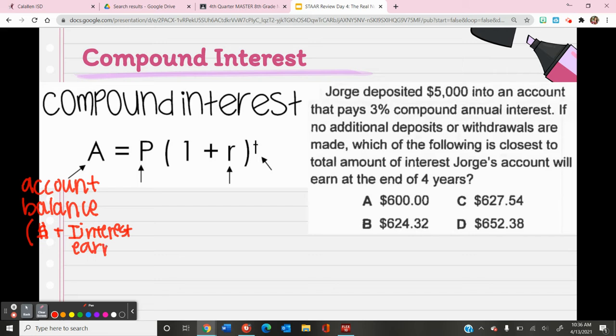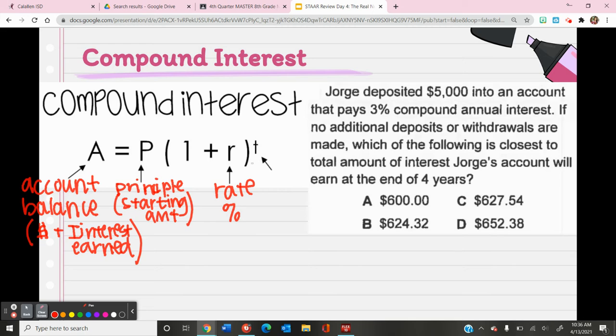And I just realized I put 2 T's, but that's okay. So the amount of interest earned. And then again, we have our principal, which is our starting amount. And then we are multiplying this by 1 plus r, which is our interest rate, which always has to be in the percent. And this is to the power of t.